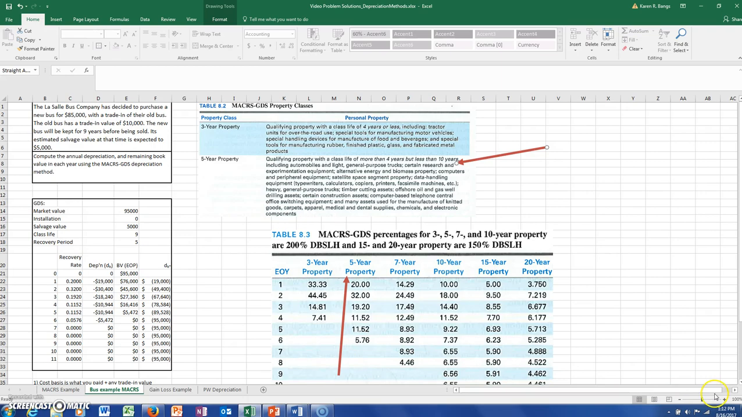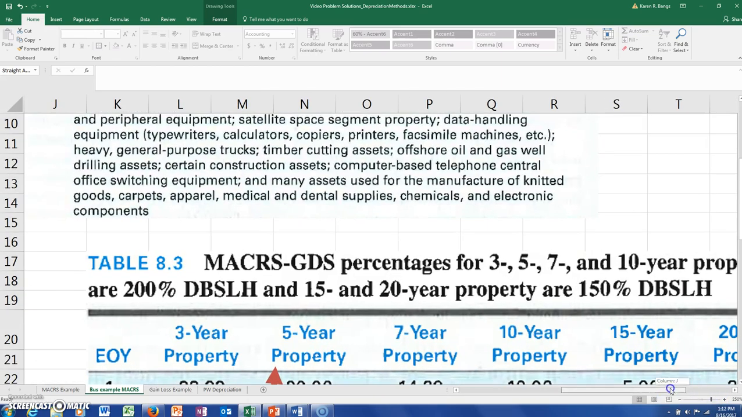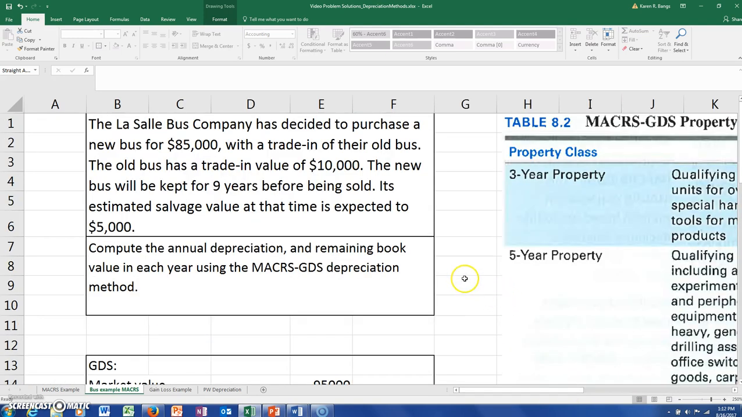So let's go back over to the problem. We have now determined that it's a 5-year MACRS life, so we know that we're going to use the rates from there. But what is our cost basis? Is our cost basis $85,000? We don't have any associated cost to transport the new bus to us. We don't have any associated cost to install or get the new bus up and running, so $85,000, but is $85,000 the total that we paid for the bus?